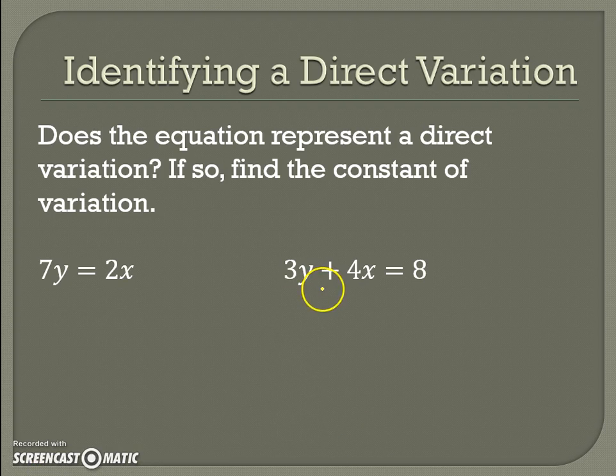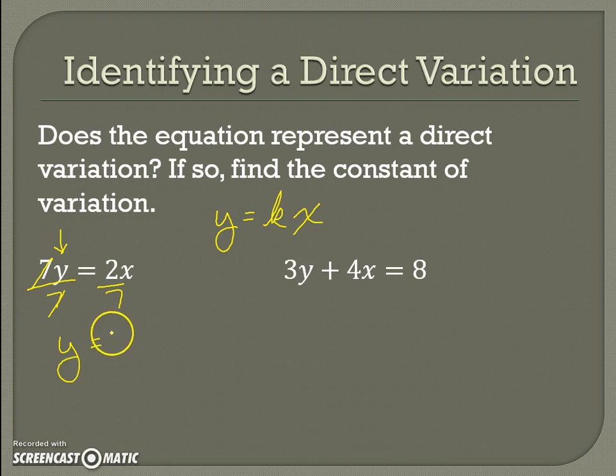All right, so identifying a direct variation. Does the equation represent a direct variation? If so, find the constant of variation. Well, in order to determine whether or not it is a direct variation, we need to get it in this form of y equals kx. So if you could get it to look like this, then it is. In other words, solve for y. So we did this stuff earlier in the year, but I want to get this y by itself, so I divide both sides by 7. I'm left with y equals, I could either write 2x over 7, or I could do 2/7 x. So this looks like this, where the constant of variation is 2/7. So this first one is yes.